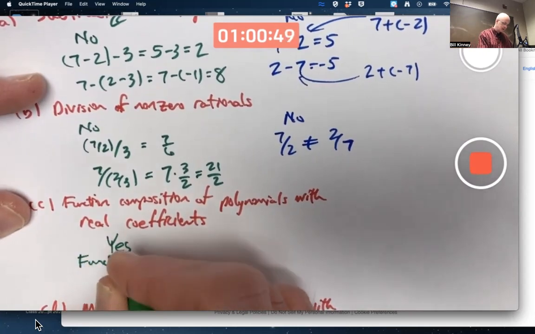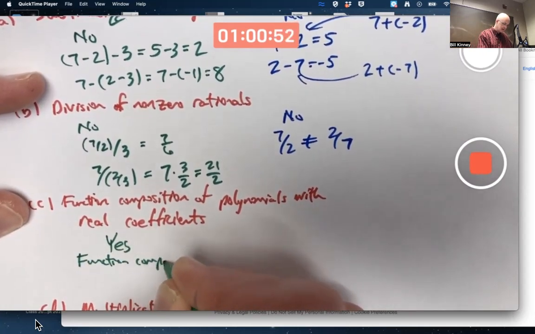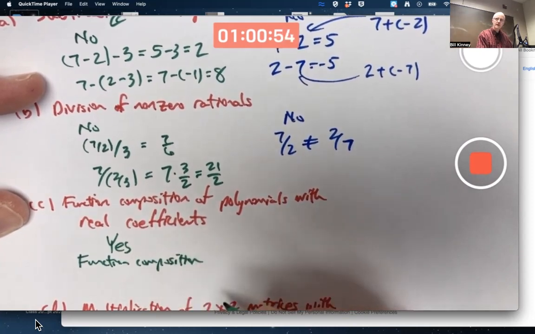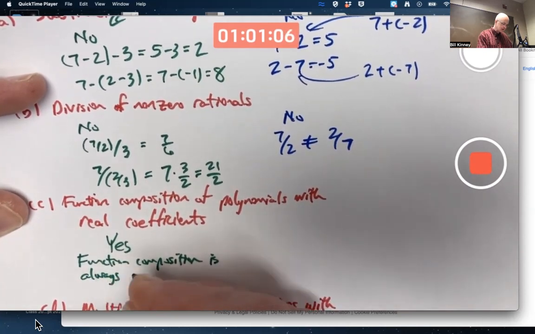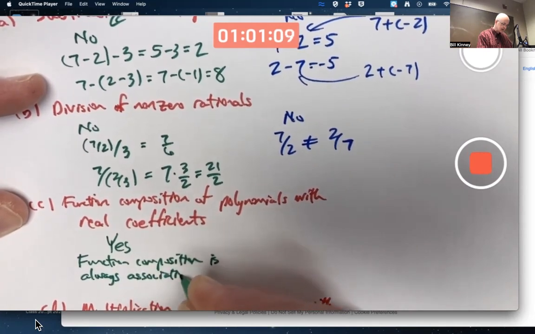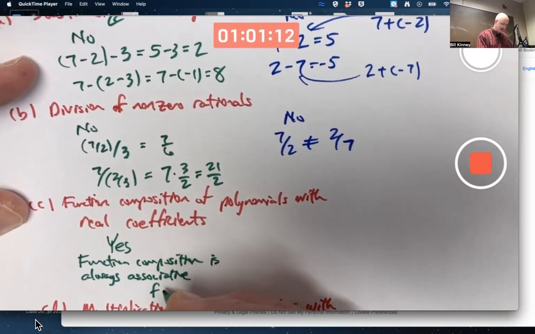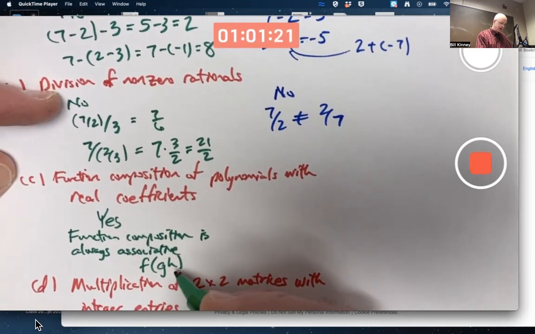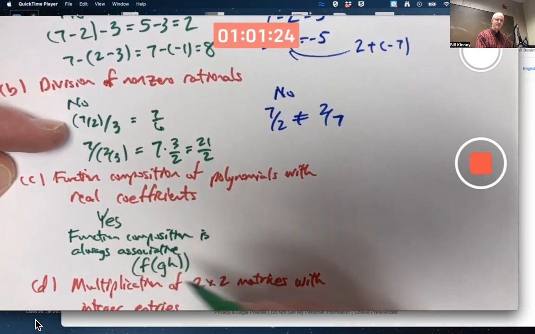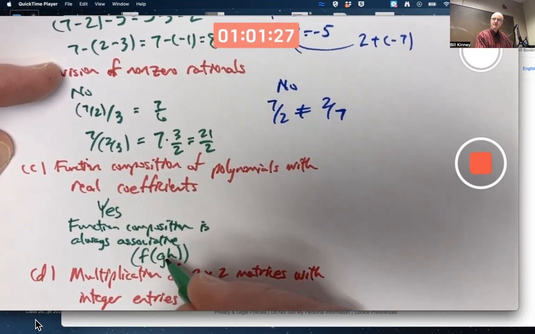Function composition, assuming you can compose the functions. You can't always compose two given functions because their domains and codomains might not match. Function composition is always associative. F of G of H, where G of H is done first. I could put the little circles in here to emphasize function composition, but I'm not.